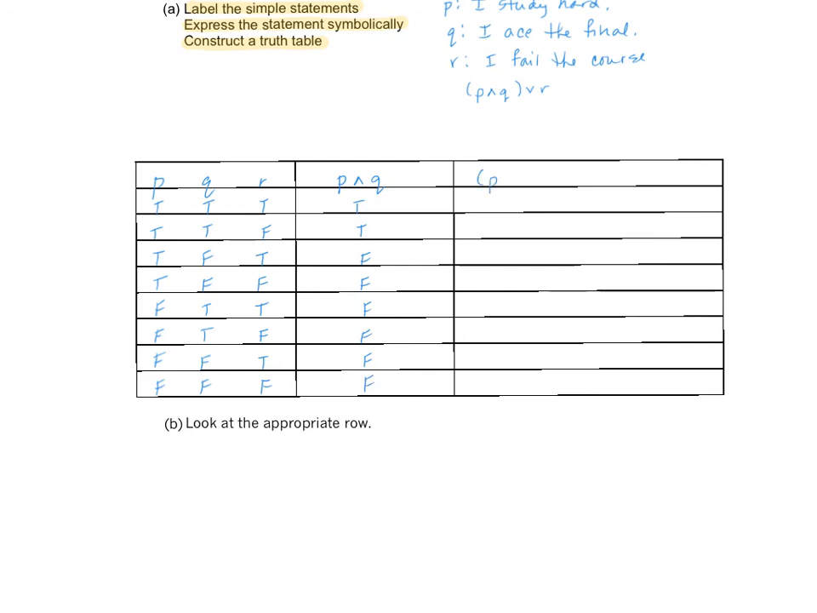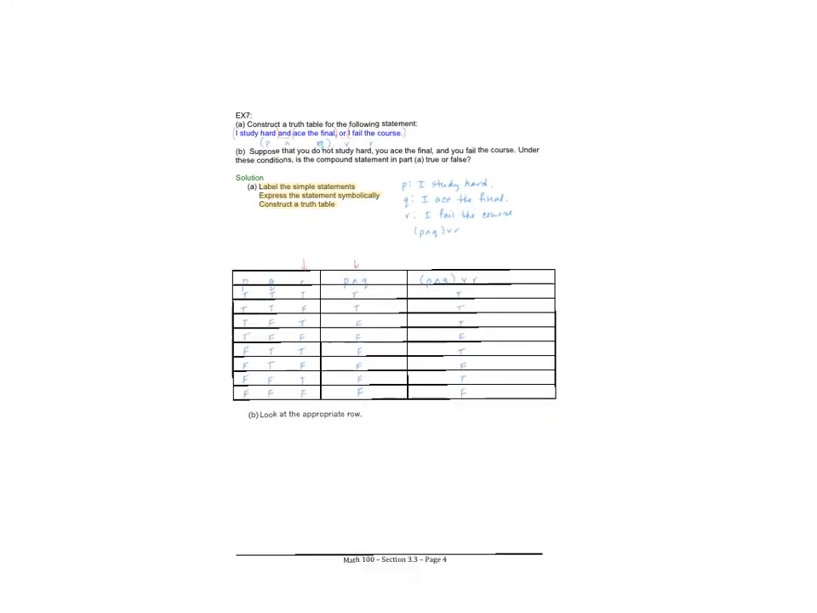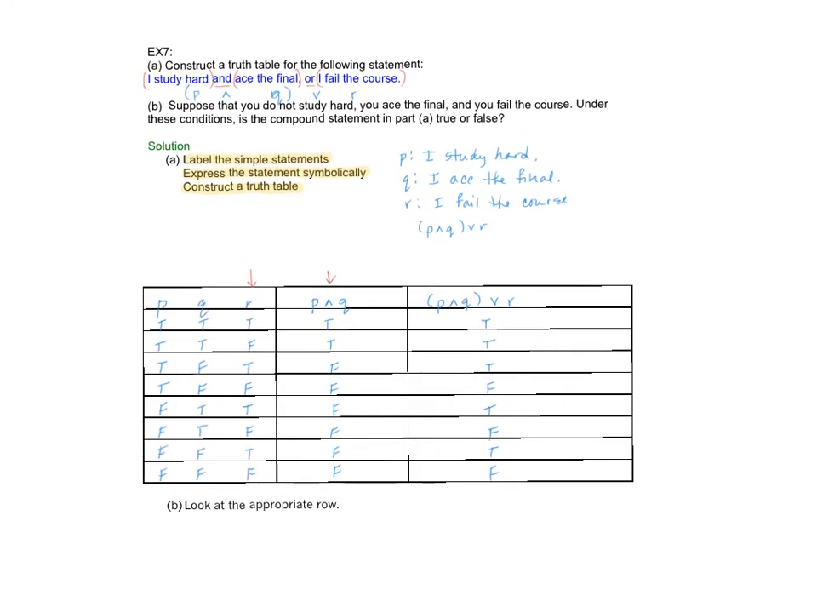So now the final statement, parentheses, P and Q, or R. Again, I'm doing P and Q, and then I have R. It's an or statement, so true, true is true. True, false is true. False, true is true. False, false, I have a false there. True, false, true, false. Okay, so we completed part A. Oops, we constructed a truth table.